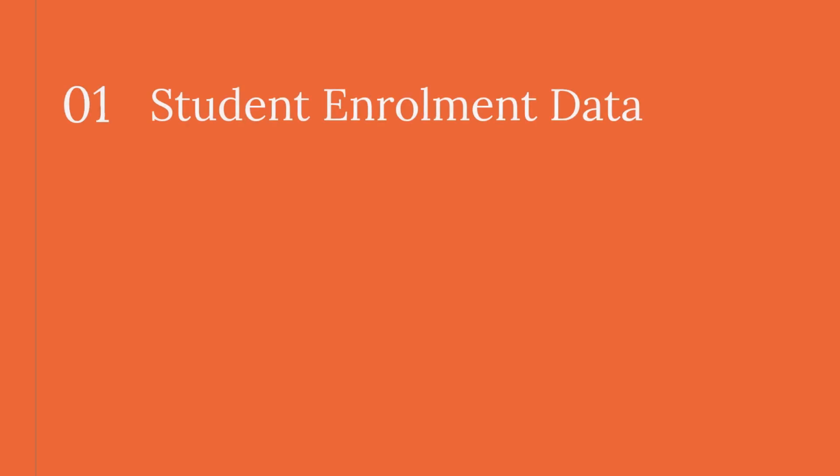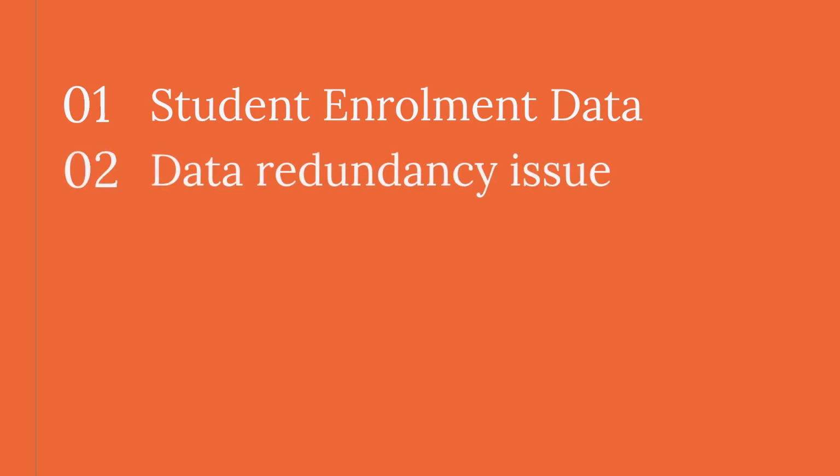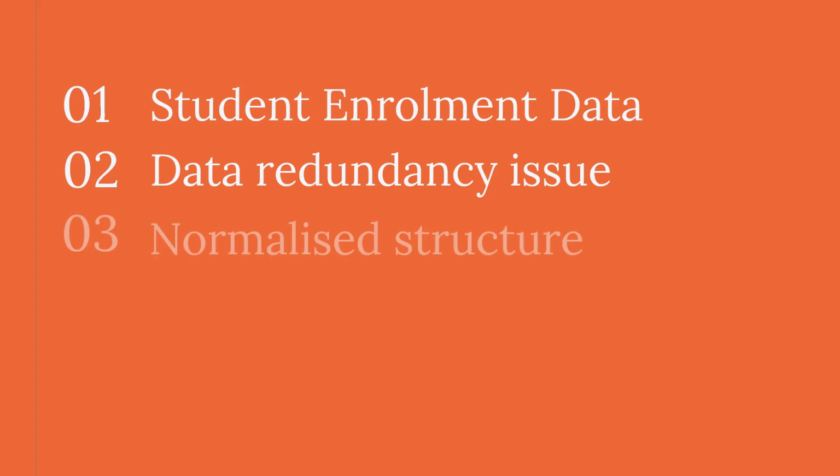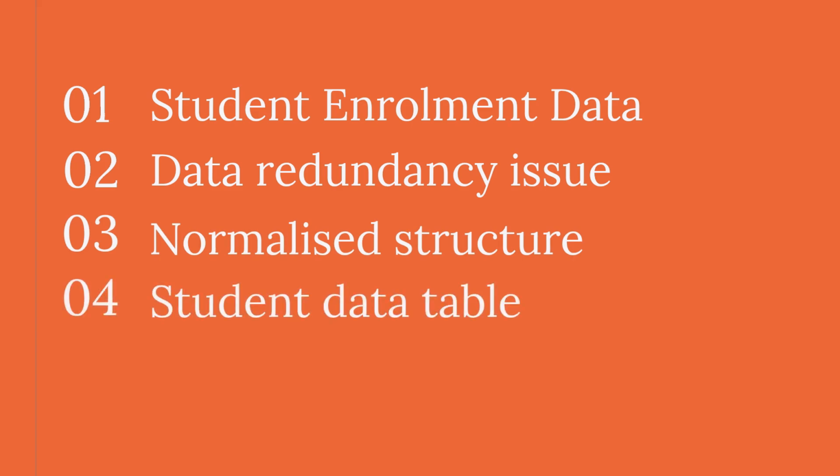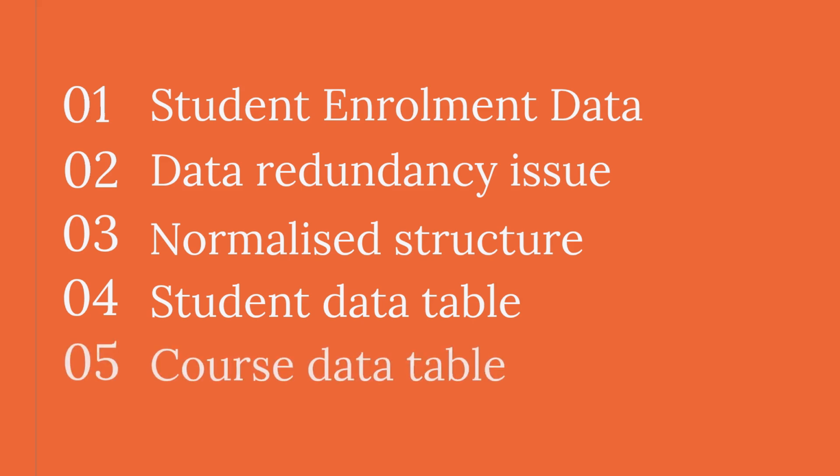Consider an unnormalized table storing student enrollment data. This structure creates redundancy with repeated tutor and course names. After normalization, student data is in a student table. Course data is in a course table. Enrollments are stored separately, ensuring clear purpose and relationships.